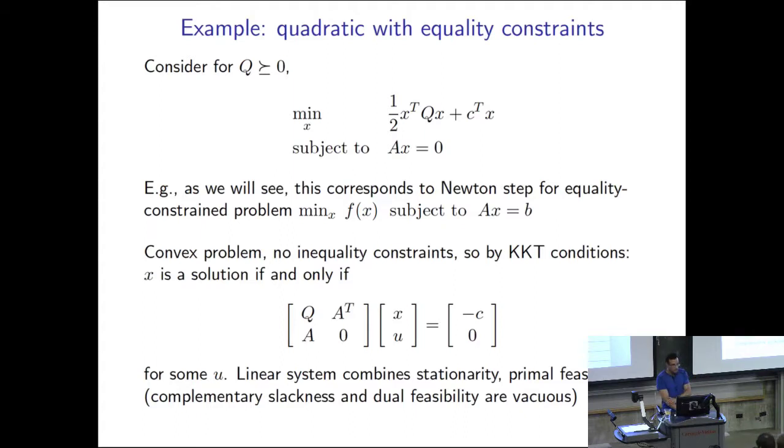Okay, so let's get to some examples now. The first example we're going to see is how to minimize a quadratic subject to equality constraints. In particular, we'll look at the equality constraint that A times x is equal to 0 when we're minimizing the quadratic 1/2 x transpose Q x plus c transpose x.